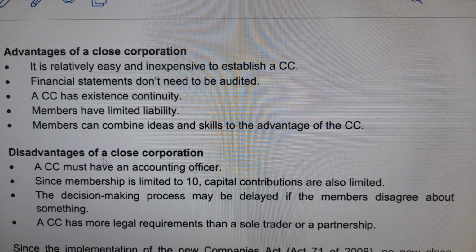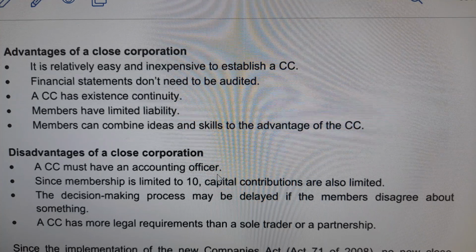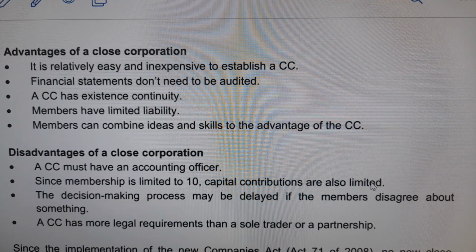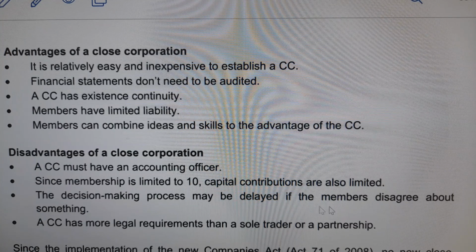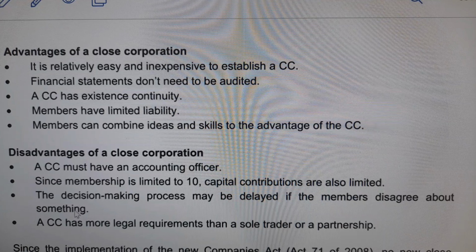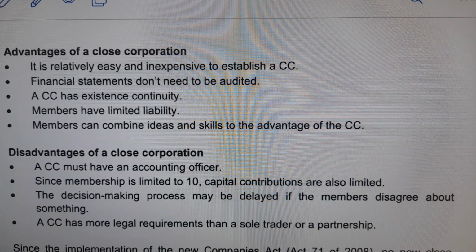And what are the disadvantages of the closed corporation? A closed corporation must have an accounting officer. Since the membership is limited to 10, capital contributions are also limited. The decision-making process may be delayed if the members disagree about something, and a closed corporation has more legal requirements than a sole trader or a partnership.